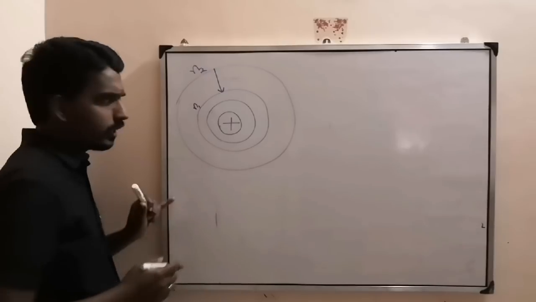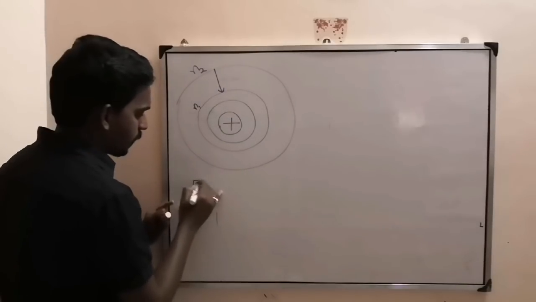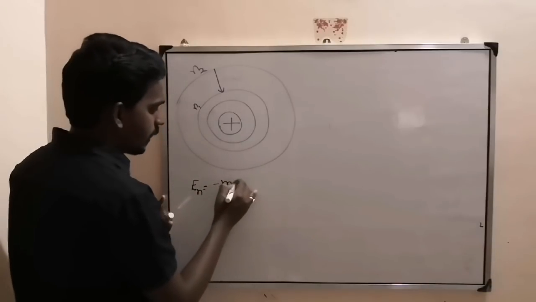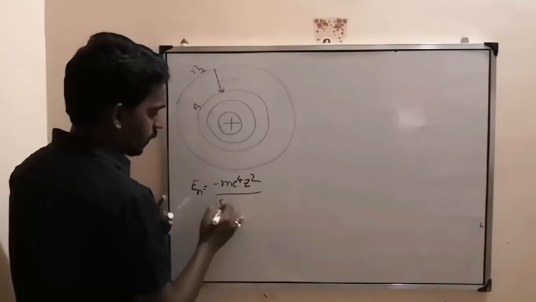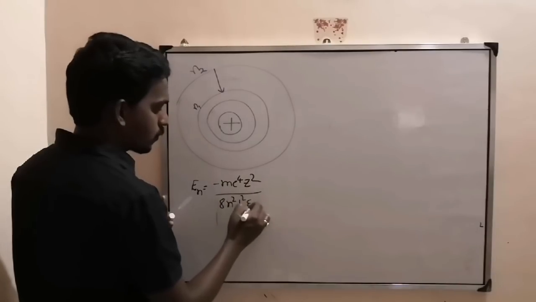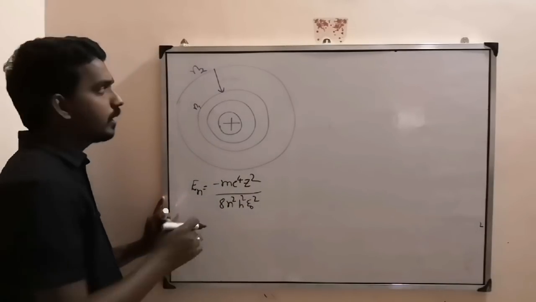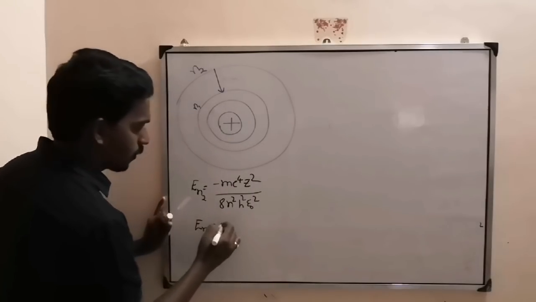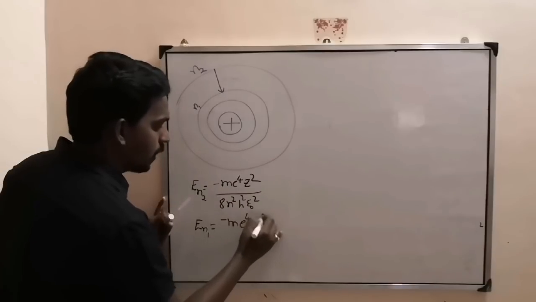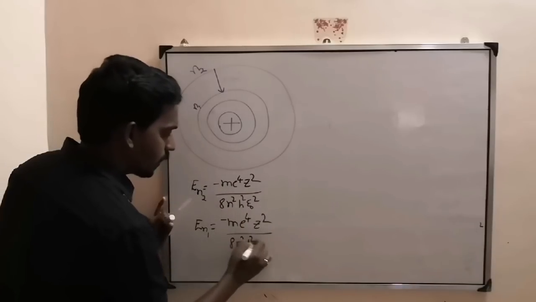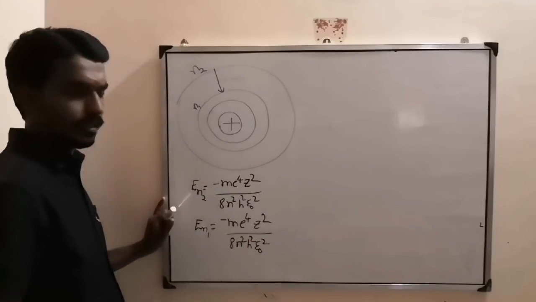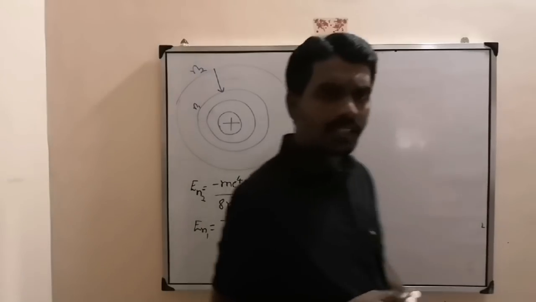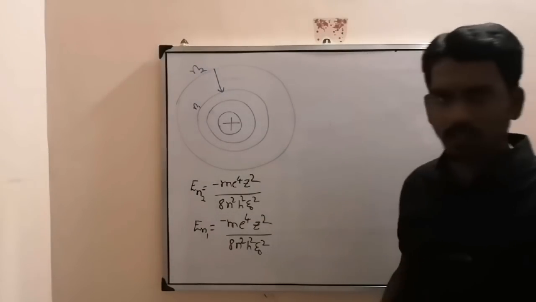Then the energy of the higher orbit, En2, equal to minus m e power 4 Z square by 8 n square h square epsilon naught square. Then next, En1 equal to minus m e power 4 Z square by 8 n square h square epsilon naught square. This is the energy of the lower orbit. Now, the electron took transition from here to here.